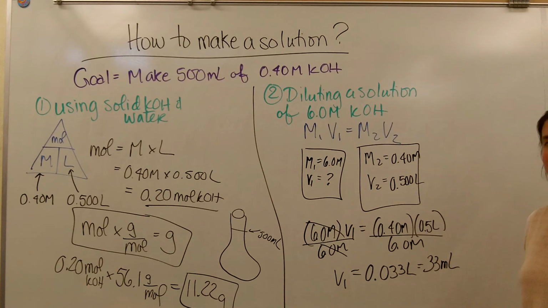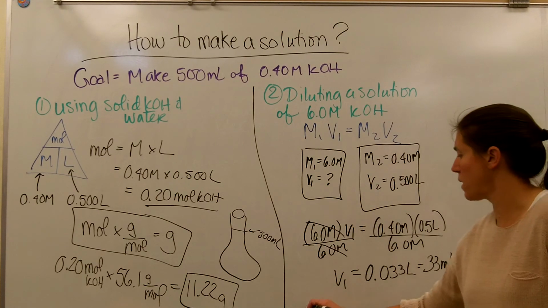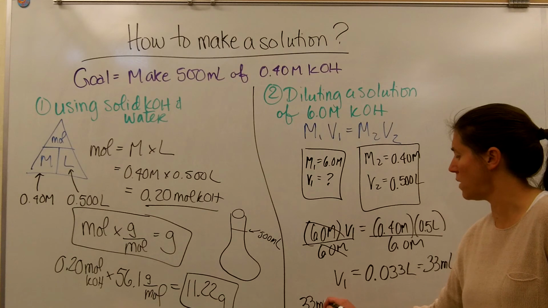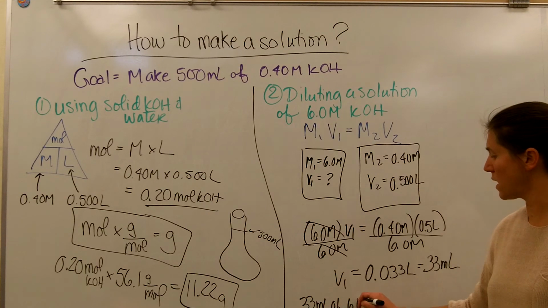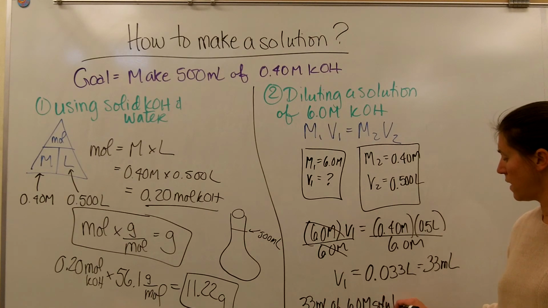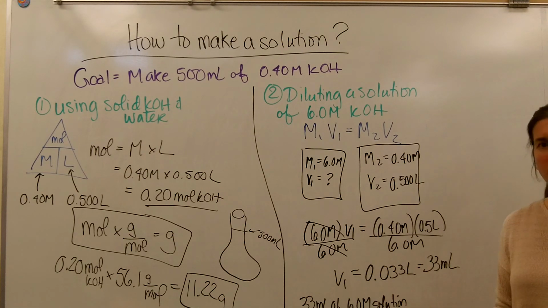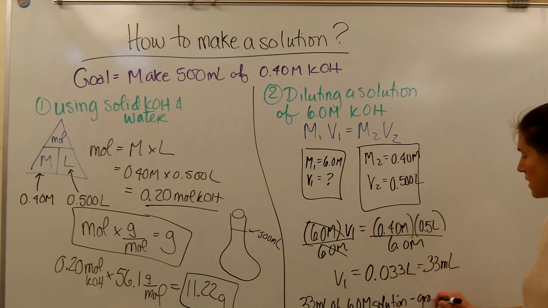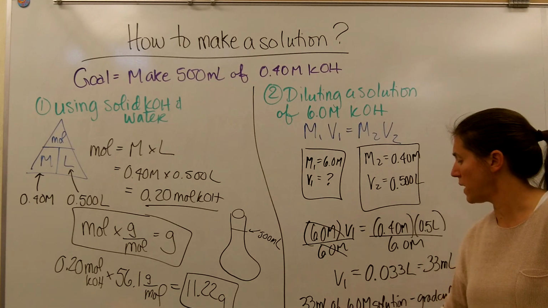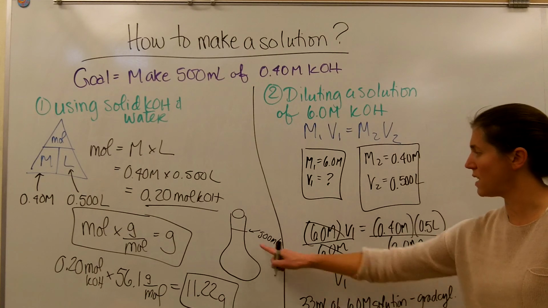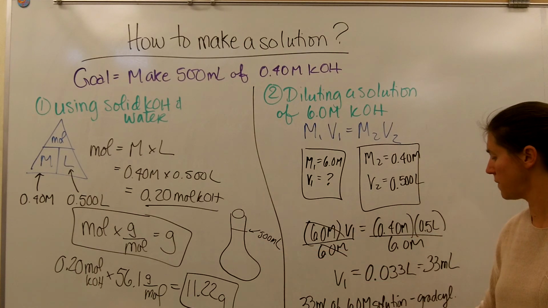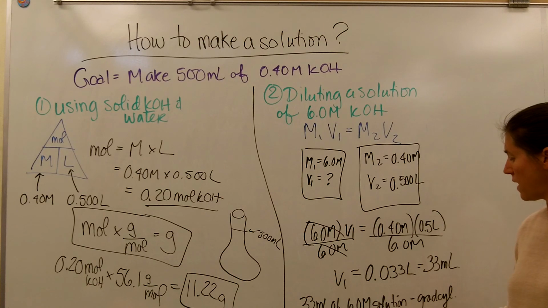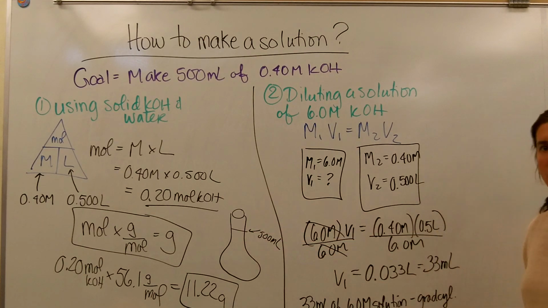So what that means, if I had to describe what I would do, is I would take 33 mLs of my concentrated 6.0 molar solution. And if you think about how we would typically measure this out, we'd probably use a graduated cylinder to measure out this volume. And then I would place it into one of these volumetric flasks, okay? And then I would add some water to my solution until it reached a total volume of 500 milliliters.